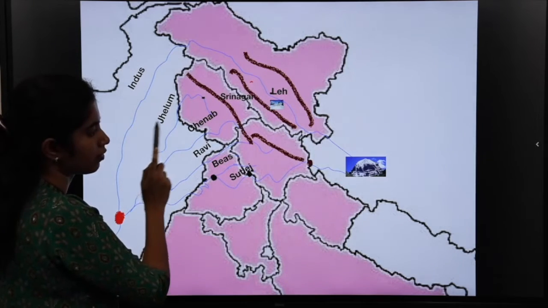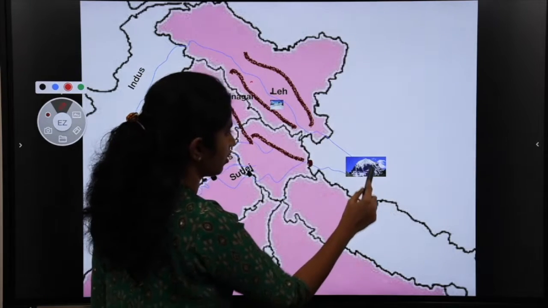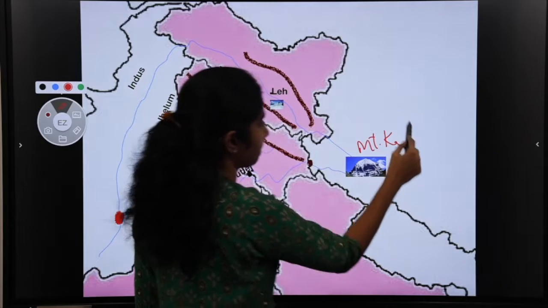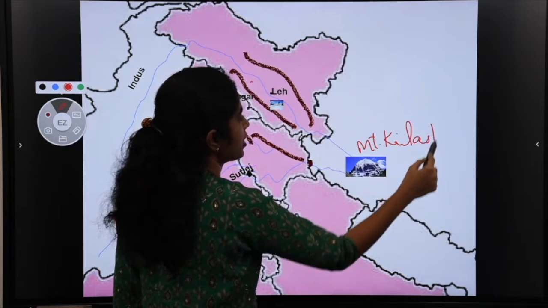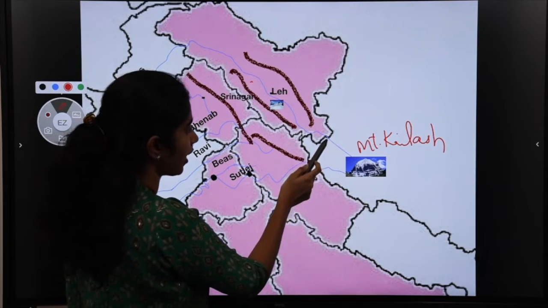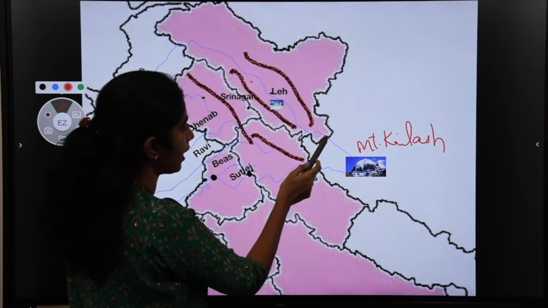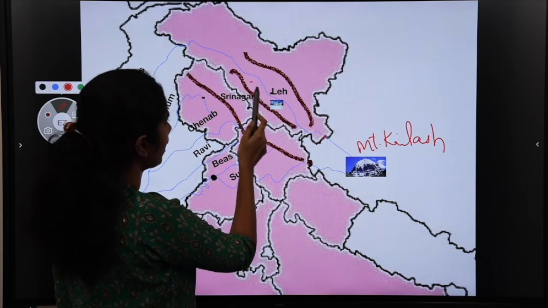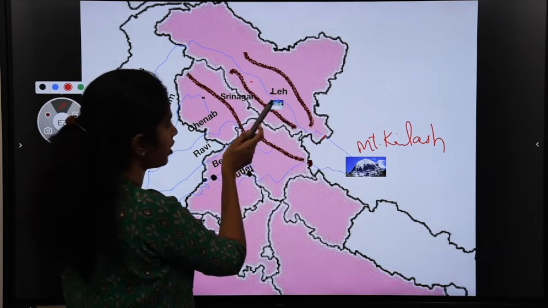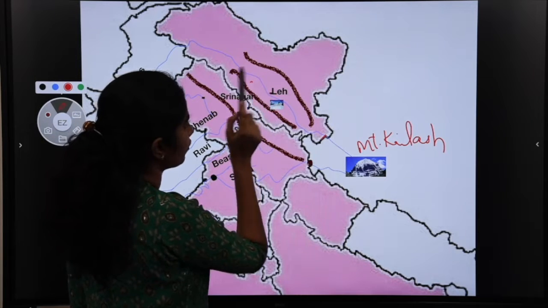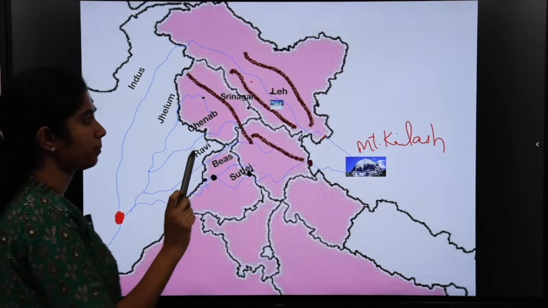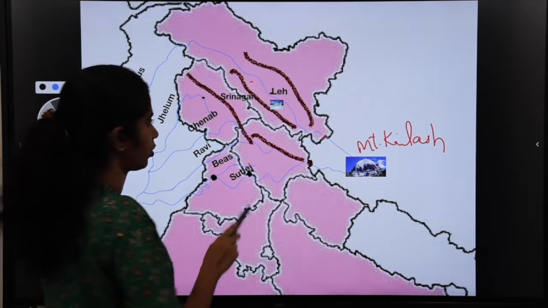As you see on the Indus River, this is Mount Kailash. You see, this is Mount Kailash. It originates here, at Mount Kailash, and enters India through the Ladakh region. It flows through Ladakh. See, the Indus River flows only through this Ladakh region. And you have the nearby city of Leh. So it's important to know the important places and cities on the river course.